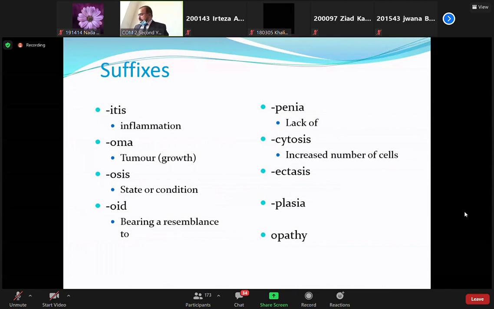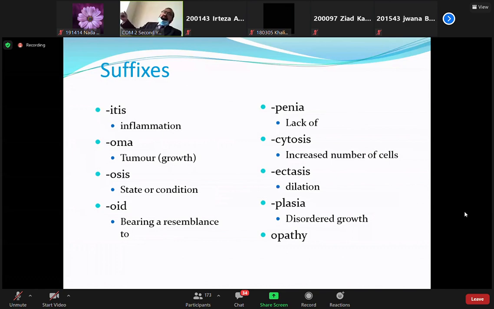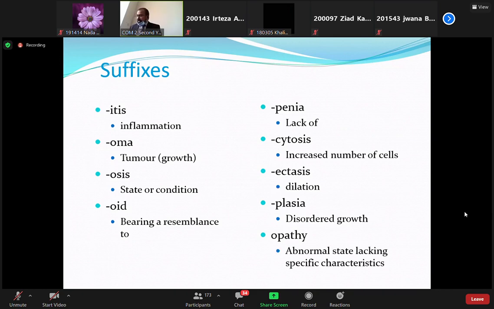Duct ectasia. Then we have plasia. We have discussed this. Plasia means growth, disordered growth. So neoplasia combines together abnormal disordered growth, and usually we use it when talking about a tumor, right? It could be either benign or malignant. Opathy means an abnormal state, lacking the exact condition, like nephropathy. So the nephron has some pathology and is not looking exactly like a normal nephron. So nephropathy, that is when we add opathy.